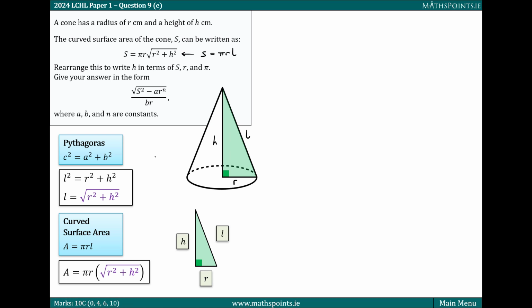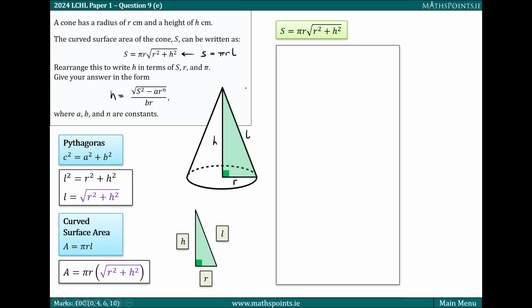Okay, so let's go and we're going to try and rearrange or manipulate this formula so that we make h the subject instead of s the subject. So how do we go and do that? So the idea with a manipulation of formula question is we can do anything we like to one side as long as we do it to the other side.